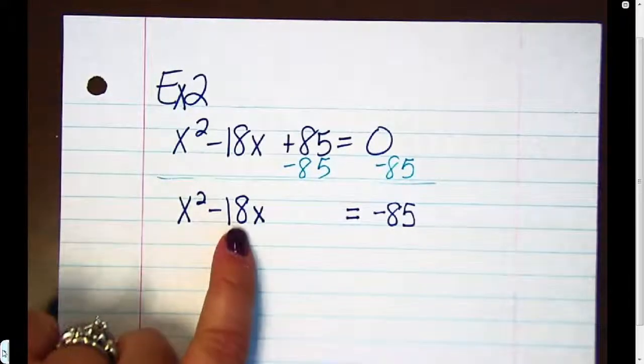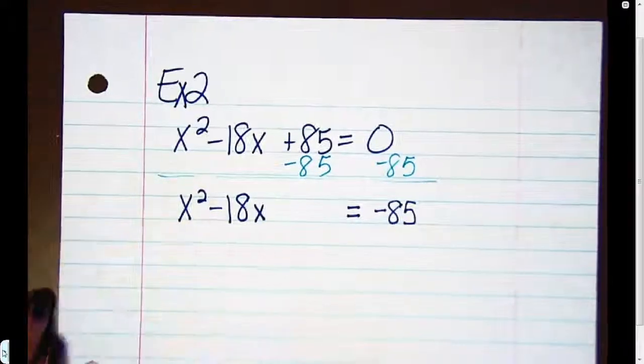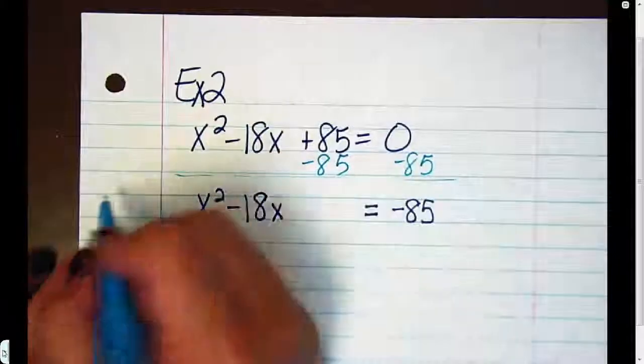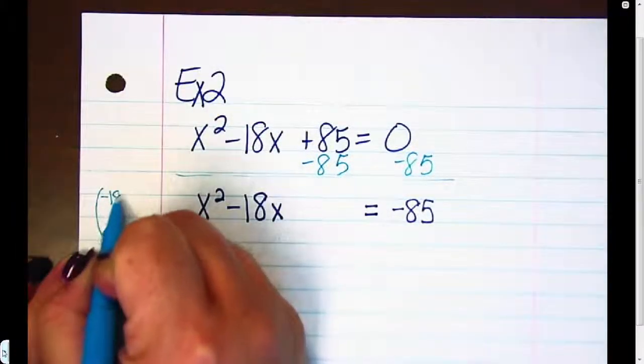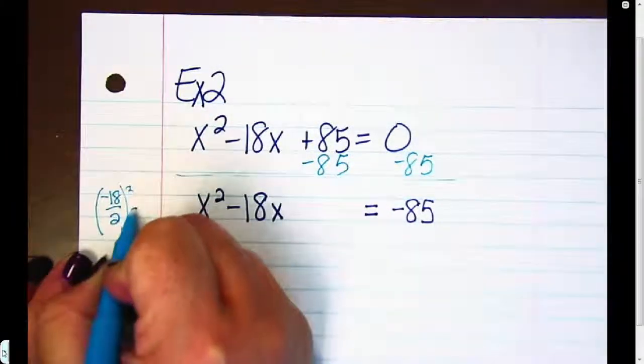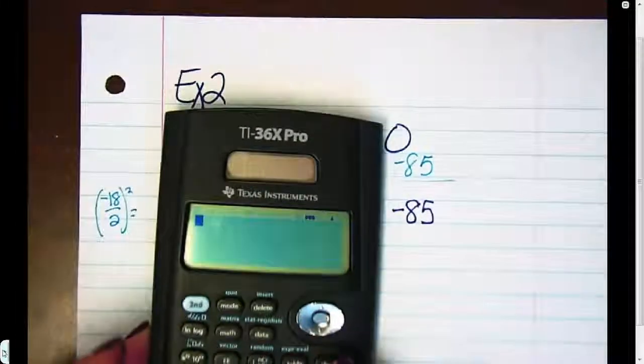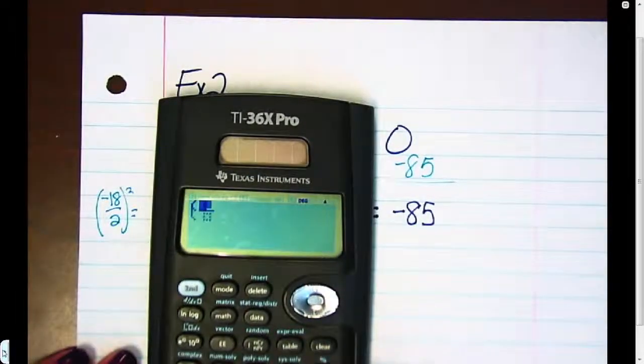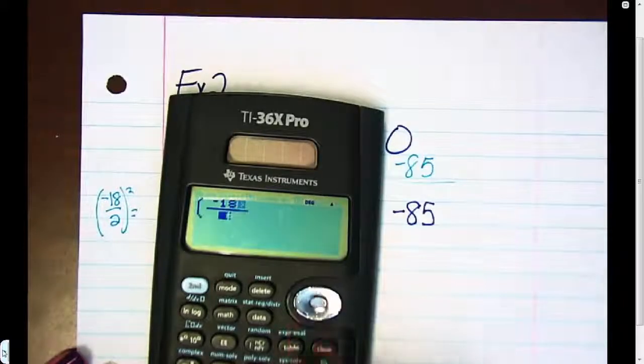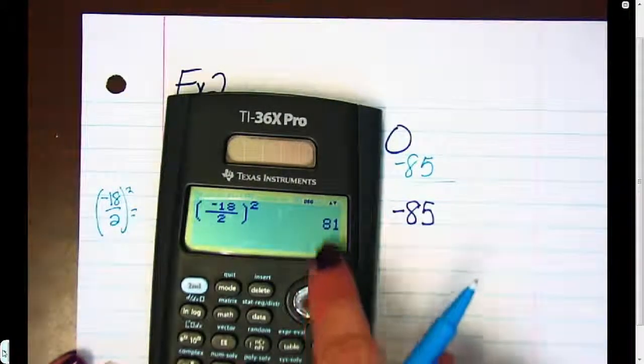Now you're going to take half of negative 18 and square it. I'm going to show you over in the margin. Negative 18 over 2 squared. Again, use your calculator. Negative 18 over 2 squared. This is 81.